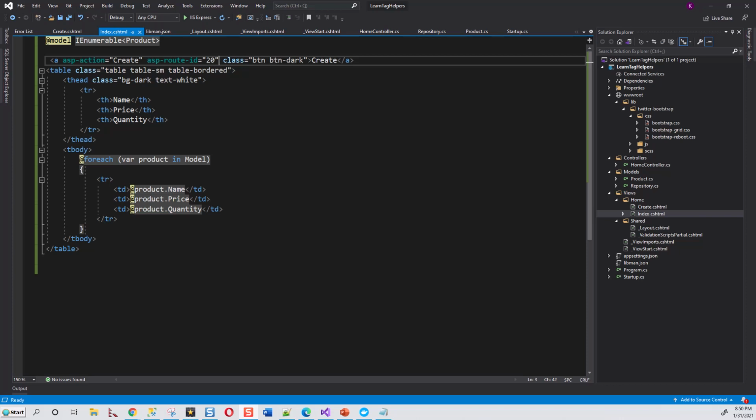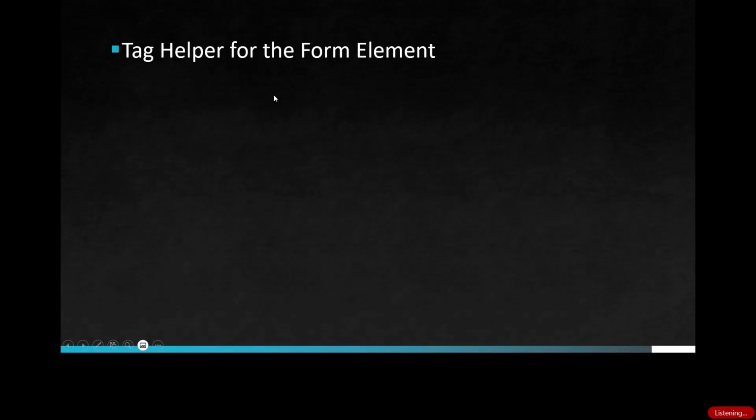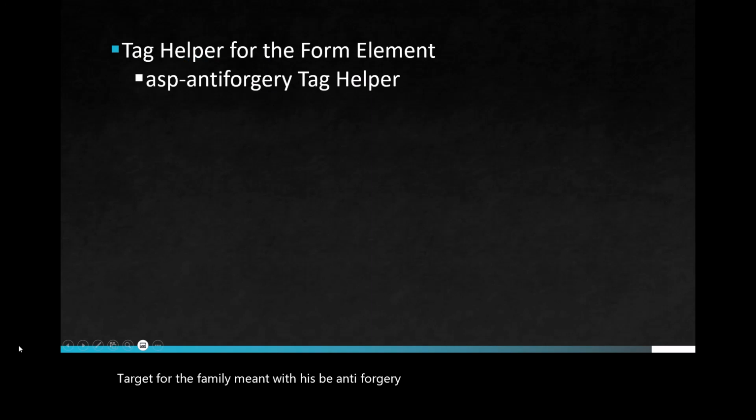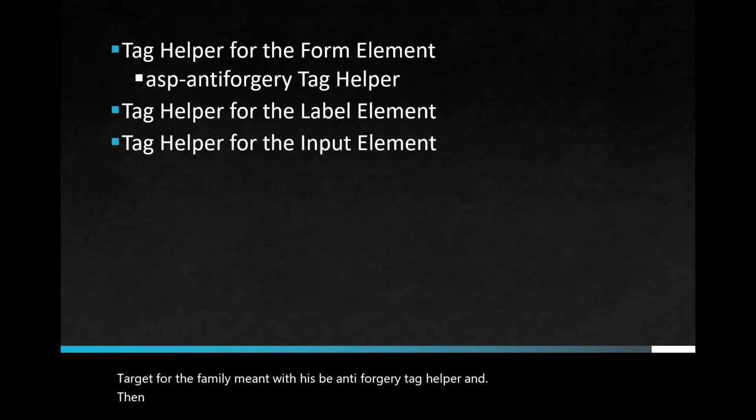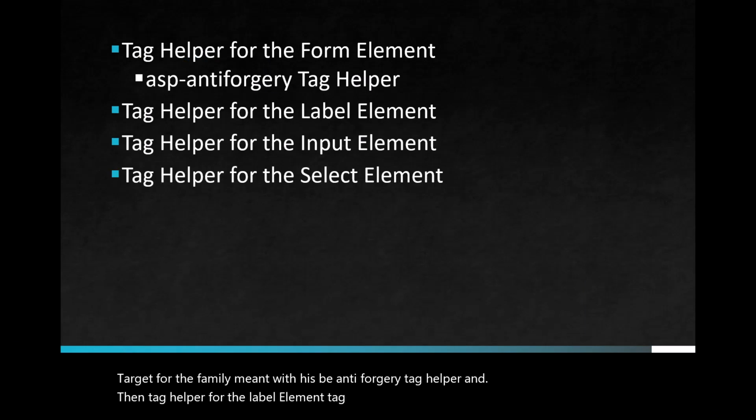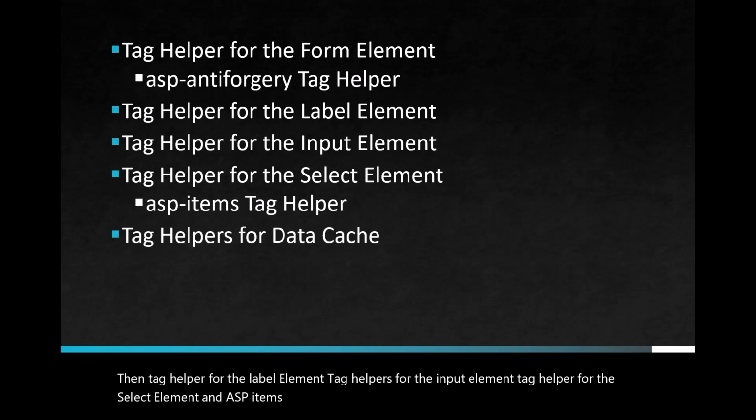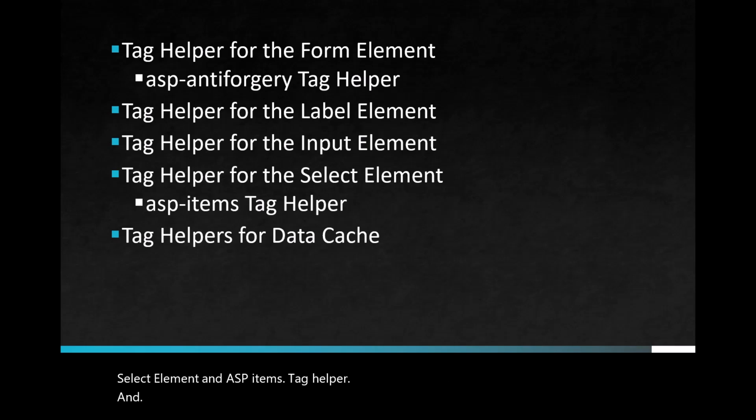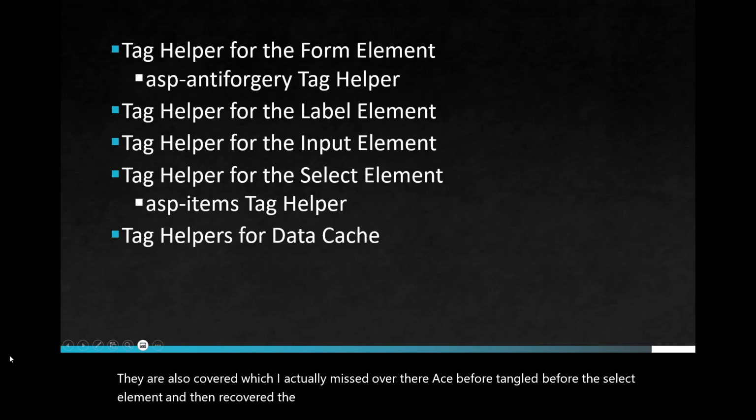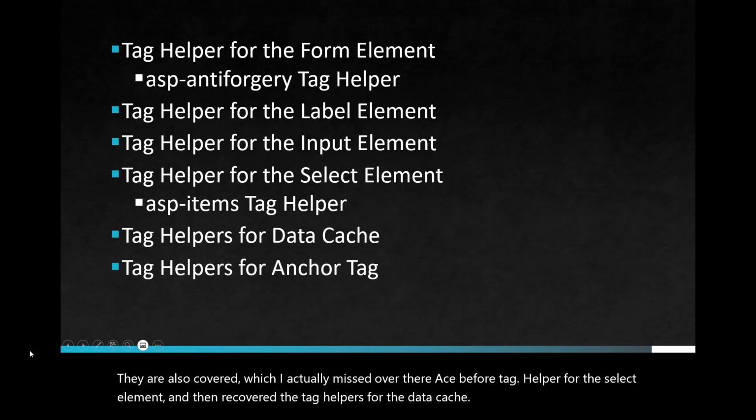So I think the lecture is getting quite big today, and we have covered all the bases that we needed to cover today. In this lecture we have covered the tag helper for the form element with the asp anti-forgery tag helper, and then the tag helper for the label element, tag helpers for the input element, the tag helper for the select element, and the asp-items tag helper. And we have also covered one more thing, which I actually missed over there, the asp-for tag helper for the select element, and then we covered the tag helpers for the cache and finally the tag helpers for the anchor tag.